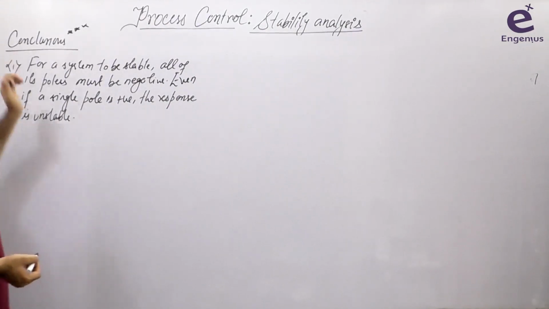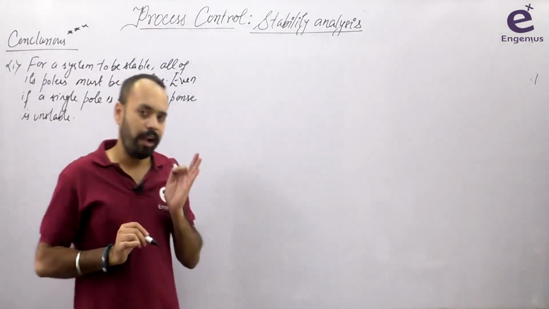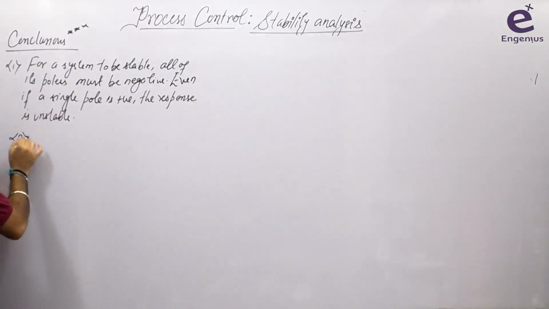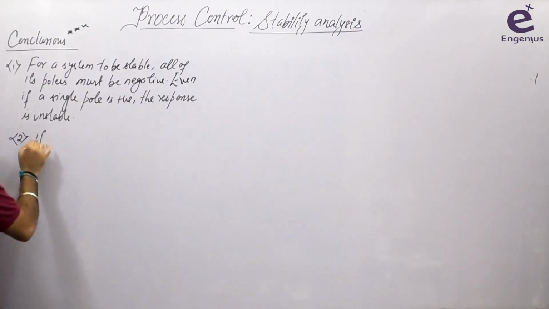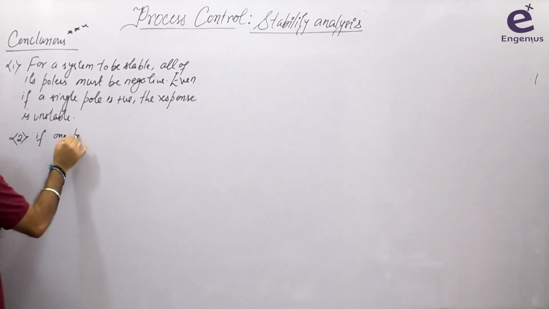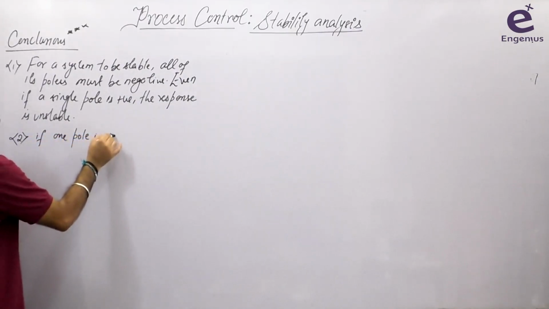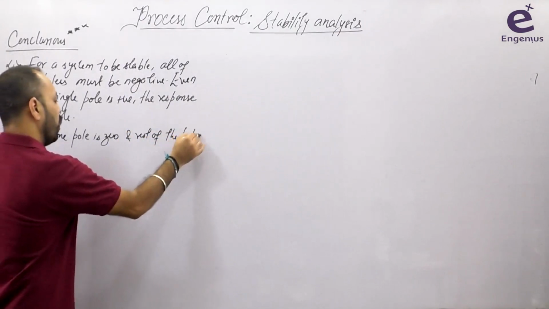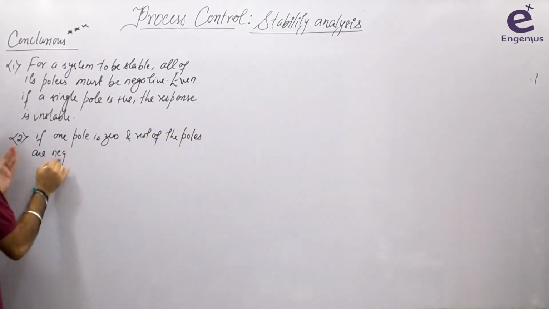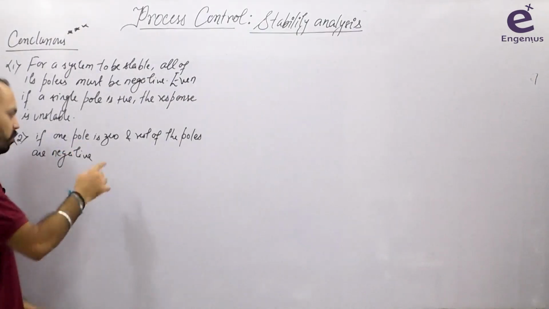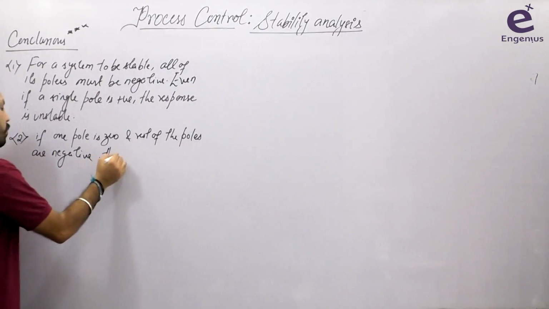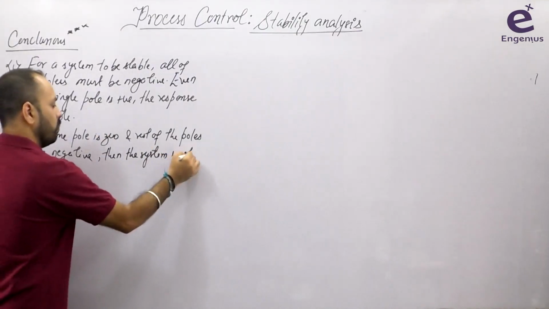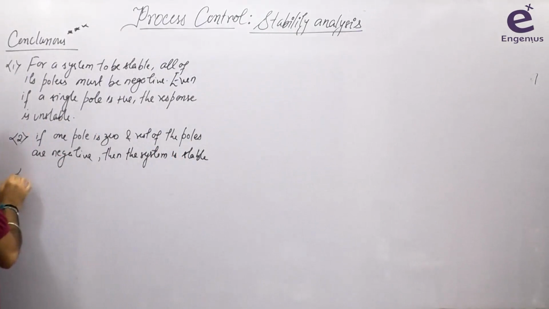What is the conclusion? That whenever you write a transfer function and you find the poles, all the poles must be negative. What else we can conclude? Okay, if one pole is 0 and rest of the poles are negative, this was also one case, na? One pole was 0 and one pole was negative. So even if rest of the poles are negative, then the system is stable.